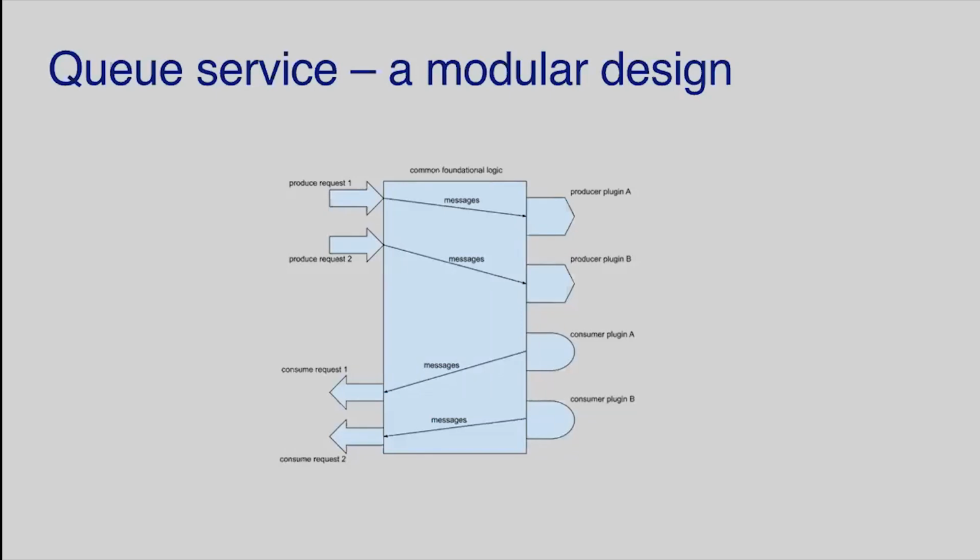And the queue service has a very small kernel. We call that the common foundation logic. The only thing it does is to route the traffic between user requests to the corresponding plugin. And because the kernel is very small, it is very easy to understand and easy to maintain. Additionally, it is highly extensible. By that, I can give you an example.